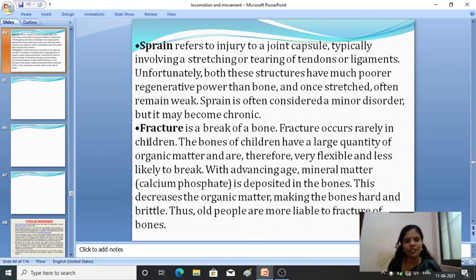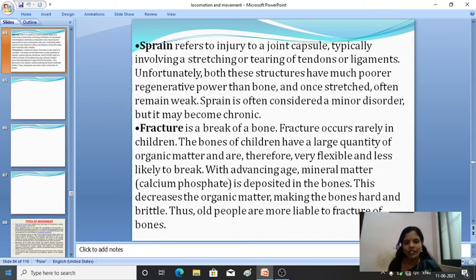Next and the last one is fracture. Fracture is a break of bone. The chances of a bone break are higher. Fracture occurs rarely in children, and the bones of children have a large quantity of organic matter. Therefore they are very flexible and less likely to break. So small children have fewer chances of breaking because they have a very large amount of organic matter.